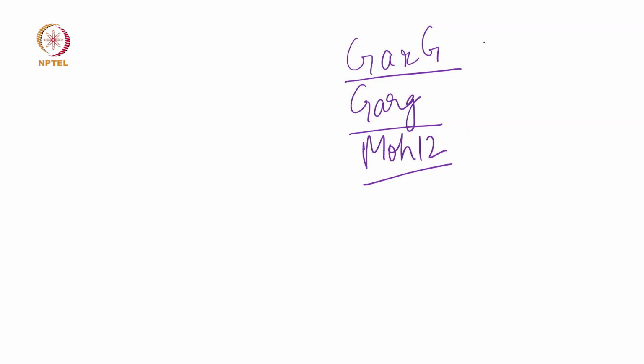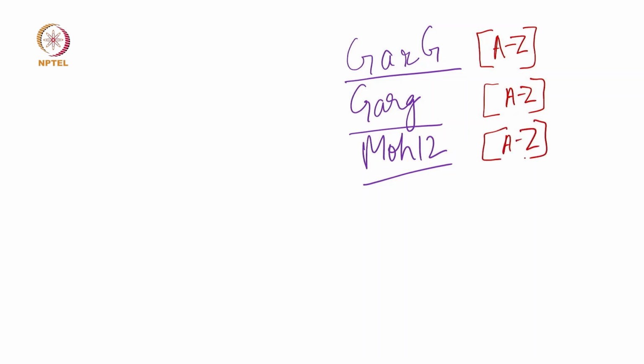...a word called Garg, and then we have this. If we see these three words, what exactly is the pattern here? The pattern is that in the starting there is an uppercase letter. Here also an uppercase letter is there, and here also an uppercase alphabet is there. Then we have two lowercase alphabets.